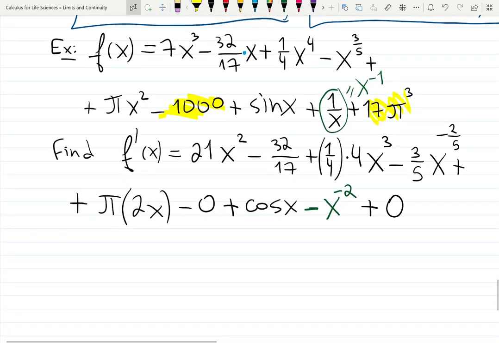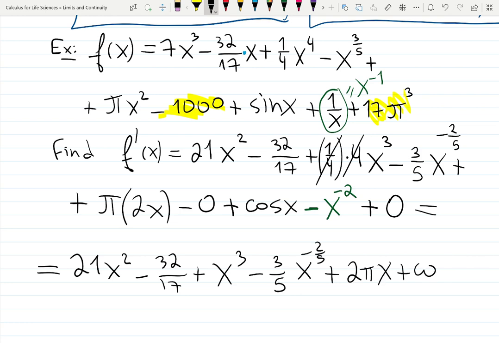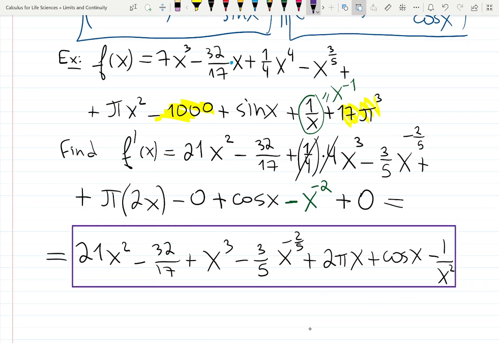And now you are supposed to simplify. If we ask you to simplify, let's rewrite it nicely without zeros. 21x squared minus 32 over 17 plus 1/4 simplifies with 4, x cubed minus 3/5 x to the minus 2/5 plus 2 pi x plus cosine x minus 1 over x squared. That is the answer. I'm going to put this in a box so visually you can find it later if I need it, and we will need some of these answers in the future.